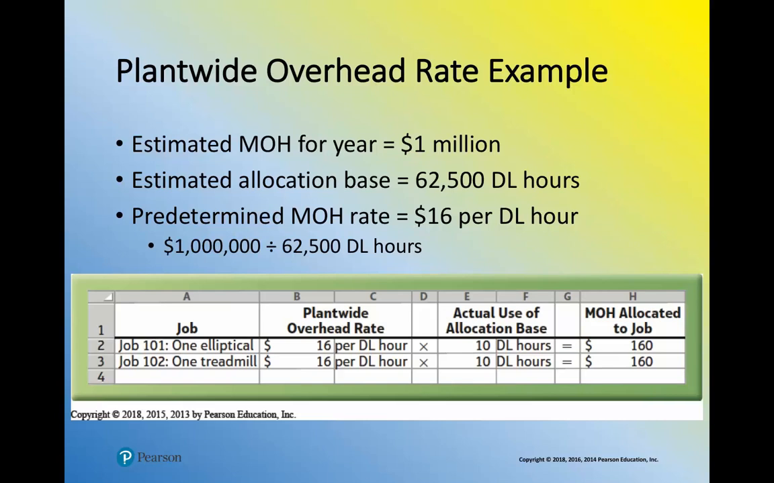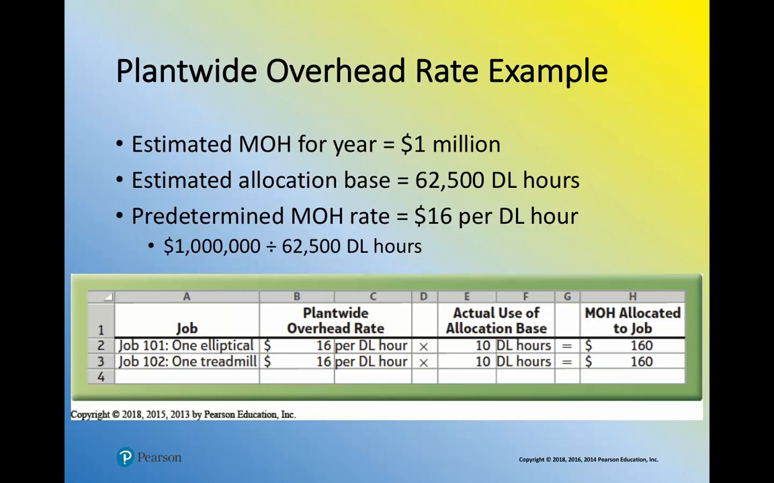But we're going to run through our same example here, same given information. So we have one plant-wide overhead rate. So we have our estimated manufacturing overhead is about $1 million. Estimated allocation base 62,500 direct labor hours. So that's going to be our cost driver. So our predetermined manufacturing overhead rate is $16 per direct labor hour.